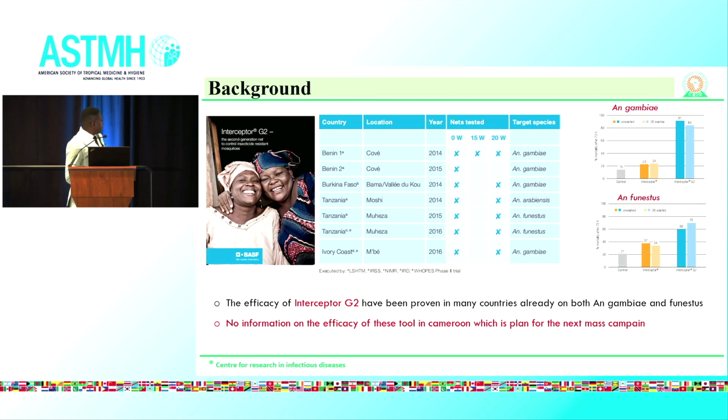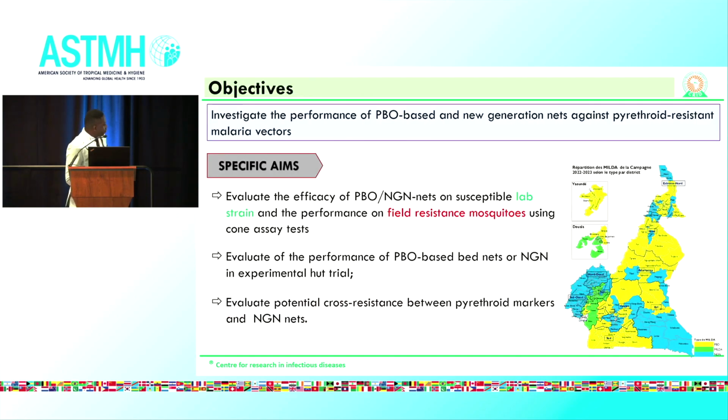So this net, as I said, contains alpha-cypermethrin and chlorfenapyr. And in Cameroon, we had no information on the efficacy of these tools, and it was planned for the malaria campaign of 2022-2023. So we wanted in this study to evaluate the efficacy of the tool compared to PBO and standard nets in some of the locations. Here in blue are locations where they plan to use Interceptor G2, but we had no information on the efficacy of the tool in those locations.